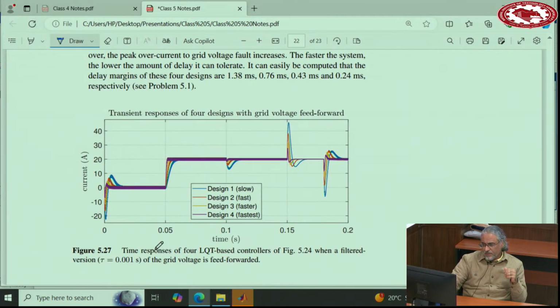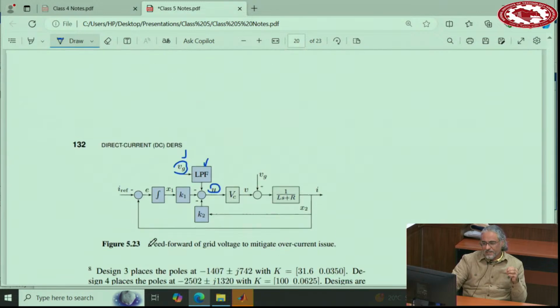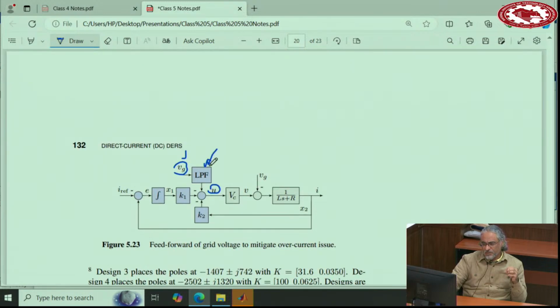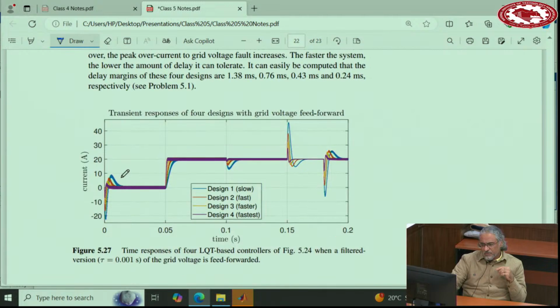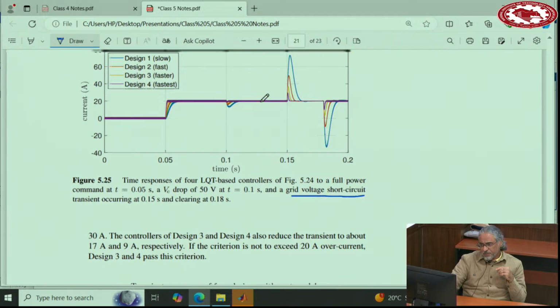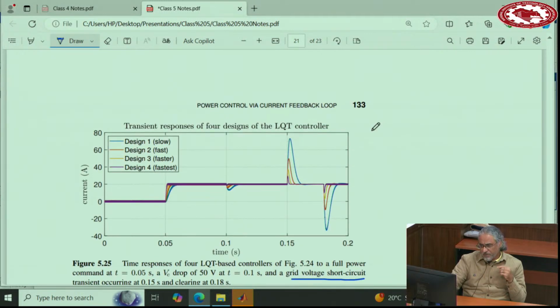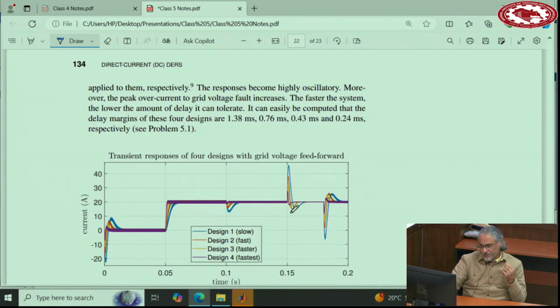And now here, if you add that feed-forward term, commonly this term is called the feed-forward term because you take the grid voltage and add it not in the feedback, but as a feed-forward to the loop. It's not a feedback term. So when you add the feed-forward, you see the situation compared to this one is much better. This one went all the way to 75 maybe, but this one goes all the way to, I don't know, 48 or something. So much better. And then the fast, the faster and the fastest.